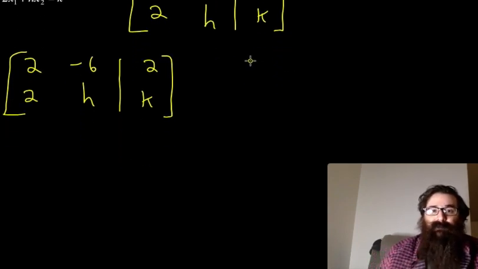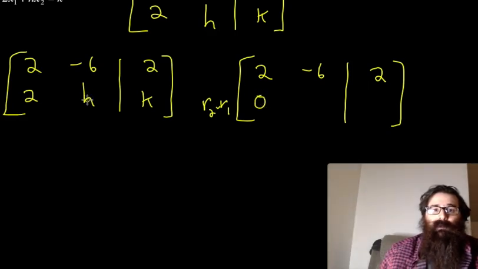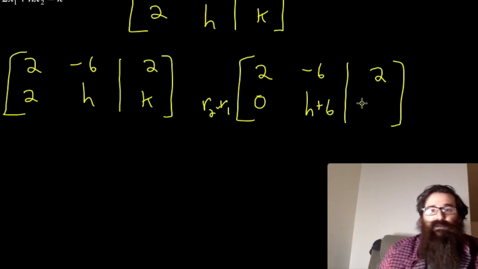Looking at it, you might be able to answer some of the questions already. I'm going to replace row 2 with row 2 minus row 1. So I'm going to rewrite row 1. Here I get 2 minus 2 gives me 0. h minus negative 6, that's h plus 6. And then augmented with k minus 2, and I don't know what that looks like.